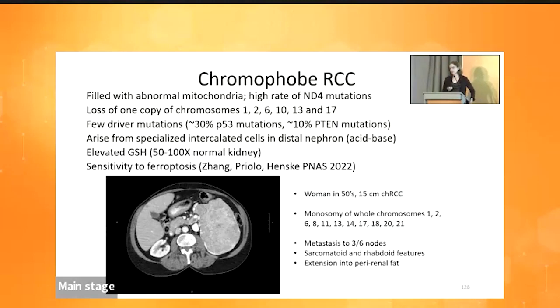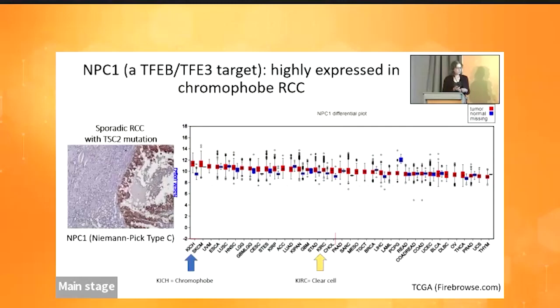I'm sure you know that chromophobe is really quite different from clear cell in virtually every way you can think of. They have a high rate of mitochondrial mutations, loss of one copy of multiple chromosomes, few driver mutations. They arise from these really cool cells in the kidney called intercalated cells, and they have markedly elevated glutathione and sensitivity to ferroptosis induction.